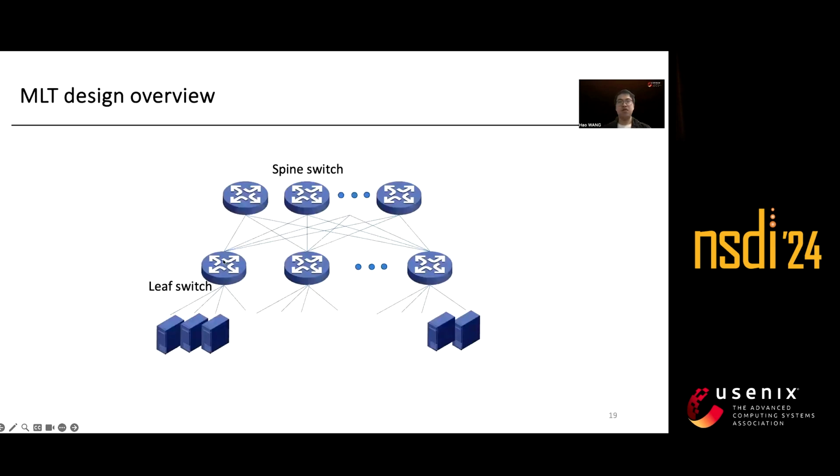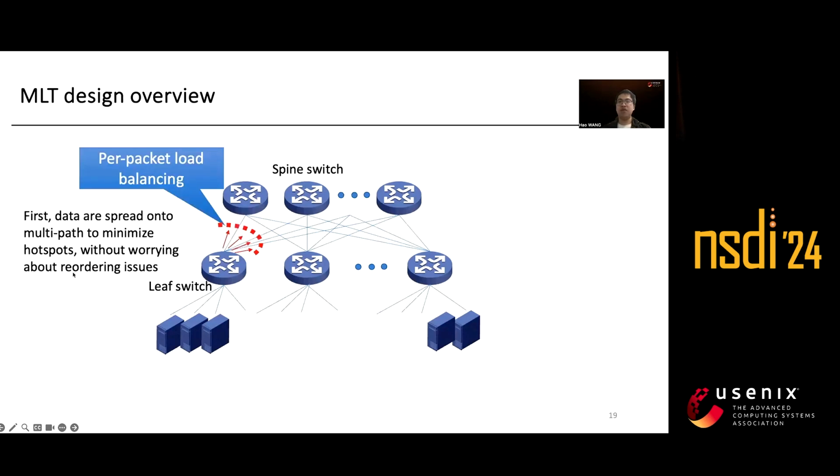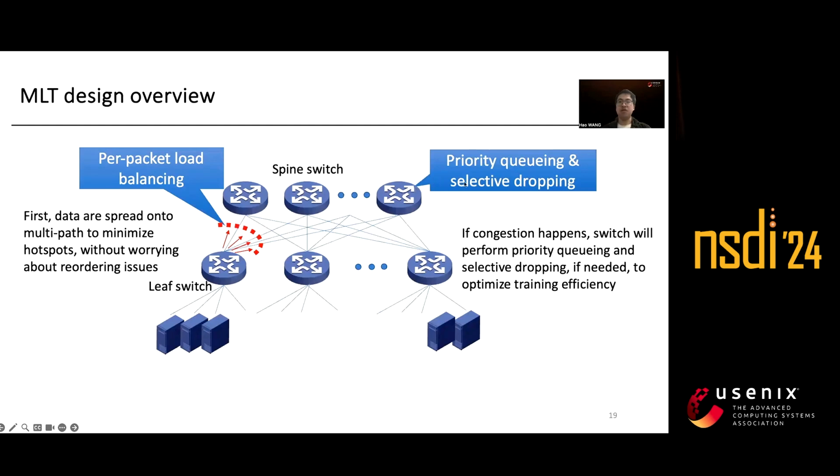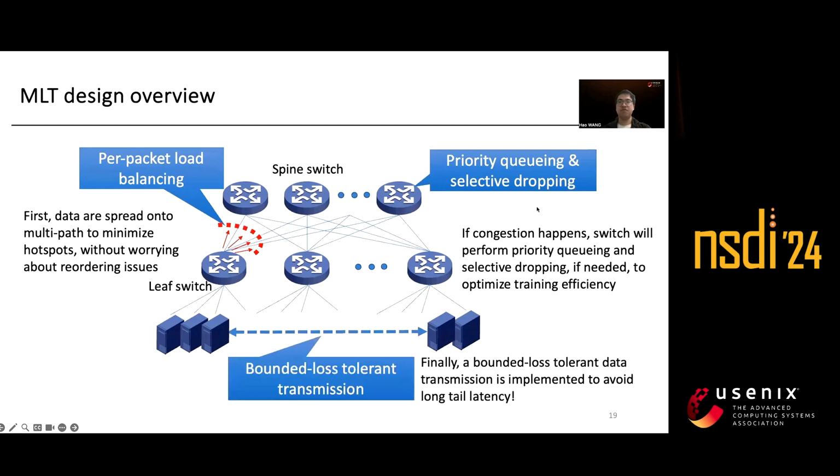Here is the design overview. First, data traffic is spread out onto multiple paths on a per-packet basis to minimize hotspots. Then, if hotspots arise, MLT performs priority queuing, followed by selective dropping in case of buffer overflow, based on gradient importance. Finally, if packet drops, which may potentially trigger timeout, occur, MLT enables bounded loss-tolerant data transmission to avoid long retransmission delay by safely tolerating this packet loss.